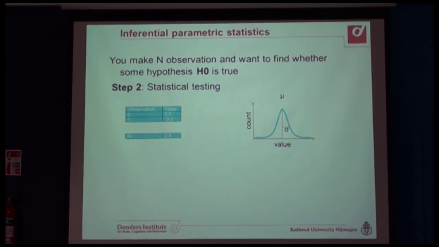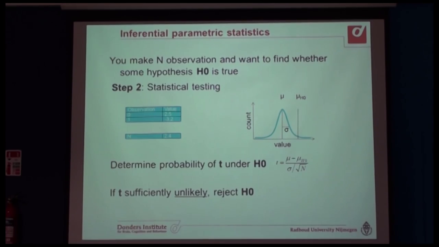So given the observed data, what we do is we compute the mean, we compute the variance or the standard deviation, and then we determine the probability of this distribution given a t-score under the null hypothesis, by comparing the mean to the hypothesized mean given the amount of variance that's in the data. And if the t-value that we've observed is sufficiently unlikely, then we reject the null hypothesis in favor of the alternative hypothesis. So inferential statistics like this is a way of helping you to make informed decisions about hypotheses.